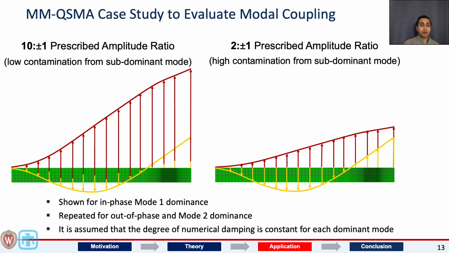Furthermore, we will also run an in-phase dynamic response for both of these load cases, where initially we prescribe a 10:1 ratio and then let it ring out, and we also prescribe a 2:1 ratio and let it ring out for both mode 1 dominance and mode 2 dominance. It is assumed that the degree of numerical damping is constant for each dominant mode in our dynamic analysis.